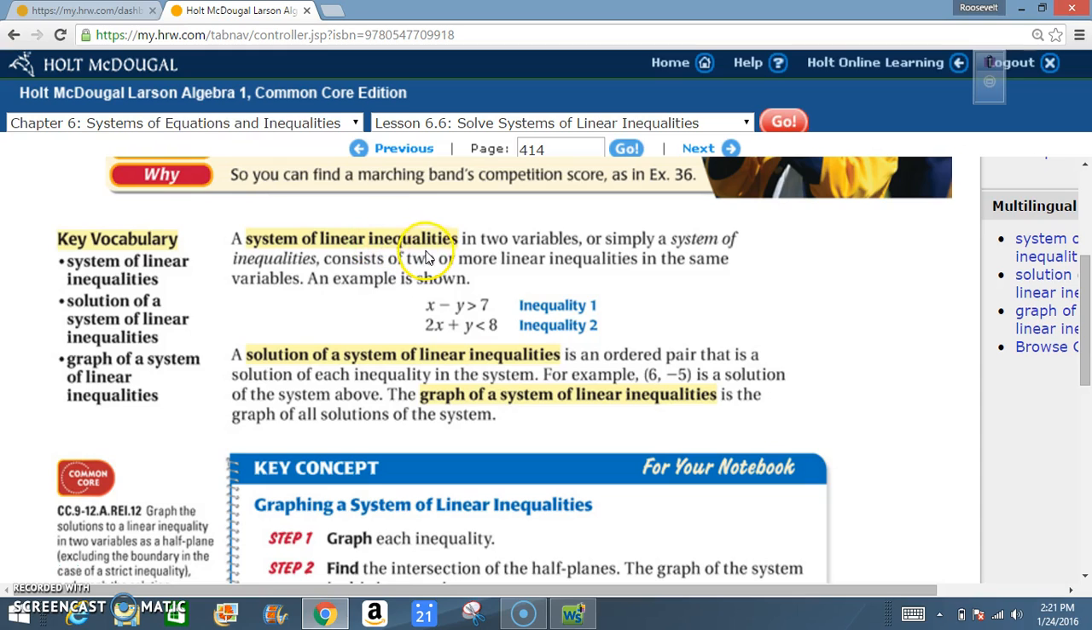A system of linear inequalities in two variables, or simply a system of inequalities, consists of two or more linear inequalities in the same variables. An example is shown: x minus y is greater than 7, and 2x plus y is less than 8. A solution of a system of linear inequalities is an ordered pair that is a solution of each inequality in the system. For example, (6, -5) is a solution of the system above. The graph of a system of linear inequalities is the graph of all solutions of the system.